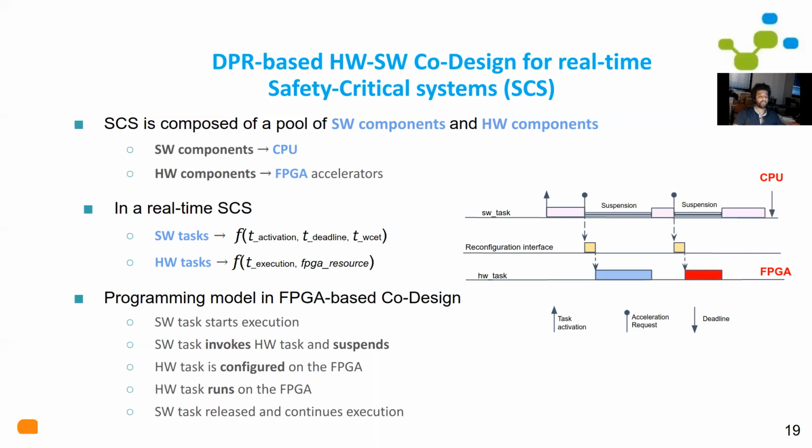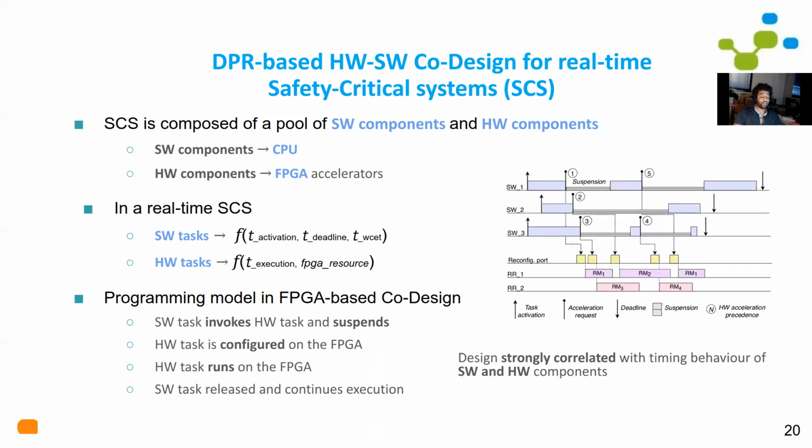So this simple example represents what could be a use case for a DPR-based hardware software co-design in safety critical systems. But this is obviously a very simple example, and as you can imagine, when we increase the number of software tasks and hardware tasks, the design of such systems becomes much more complicated. And the design is also strongly correlated with the timing behavior of software tasks and also the hardware tasks.